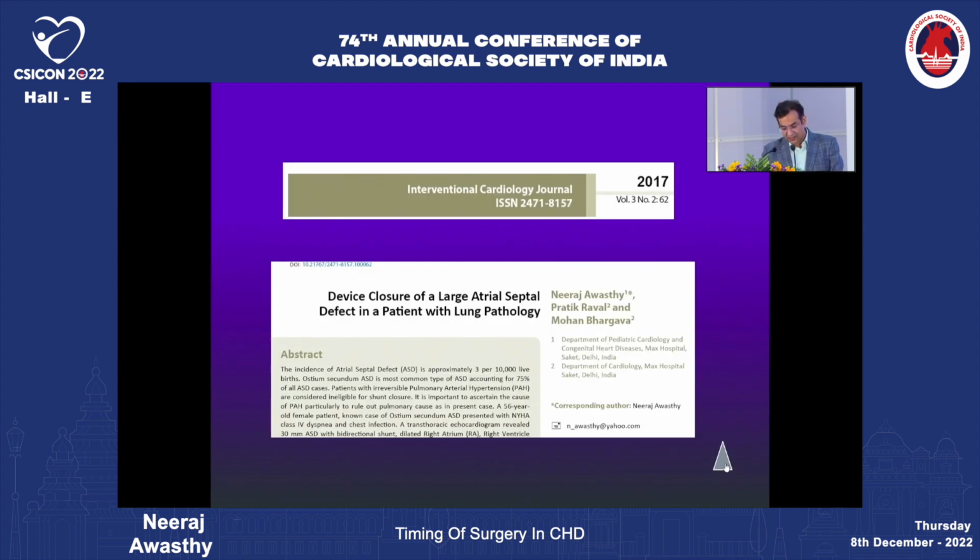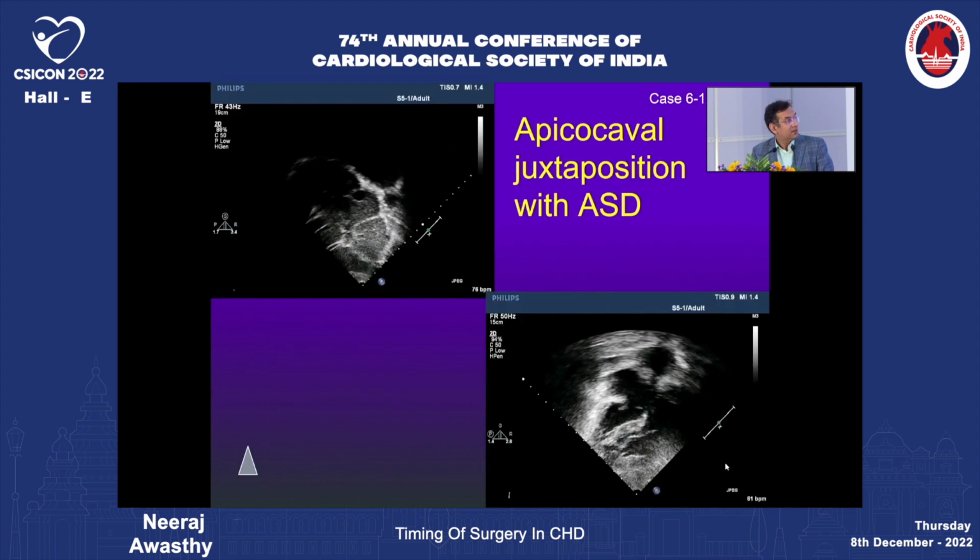Similarly, this is one of the other cases which we published in 2017, and it has been followed up. Next. So it's very, very important whenever we have an ASD with a systemic anomaly, that means an apico-caval juxtaposition, where the IVC is opposite, say a situs solitus with a dextrocardia or a situs inversus with a levocardia. Always think of an ASD which is streaming in such a way. The interatrial septum is streaming in a way that the ASD is causing desaturation.